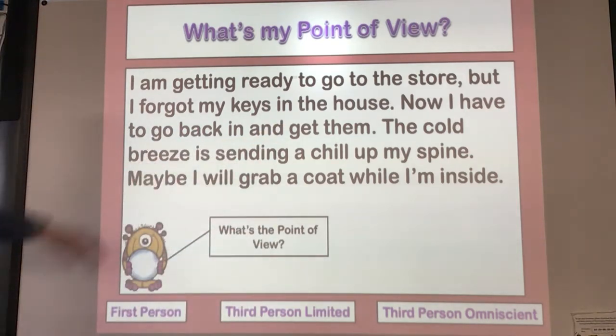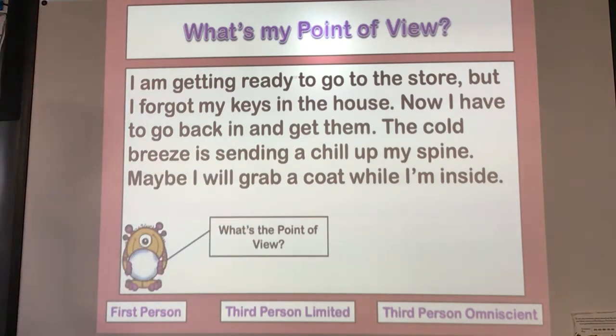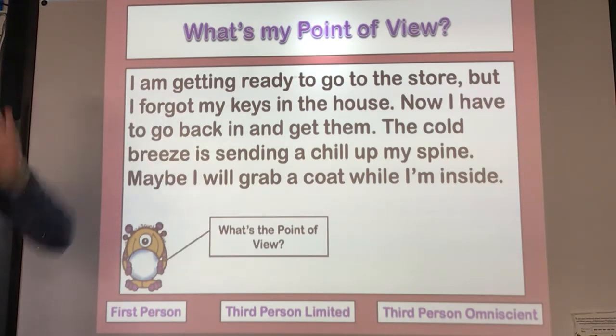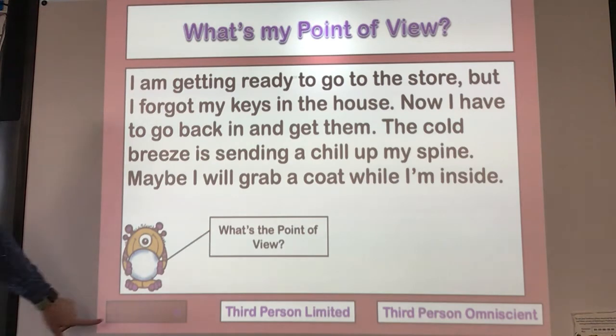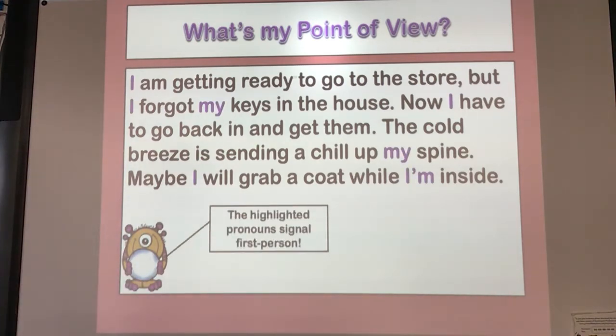The cold breeze is sending a chill up my spine. Maybe I will grab a coat while I'm inside. Ooh, which one is it? It's one of those ones we said generally we can pick these out. Hands are up. Tell me, everybody. First person. See how it kind of made it go away? First person. Good.